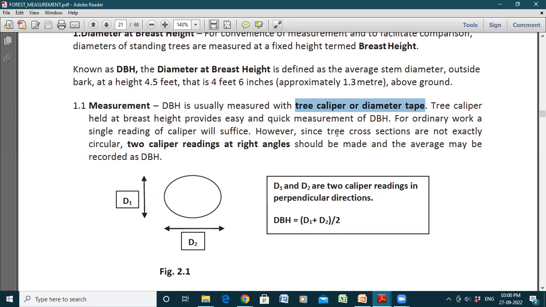However, since trees' cross sections are not exactly circular, 2 caliper readings at right angle should be made, and the average may be recorded as DBH.